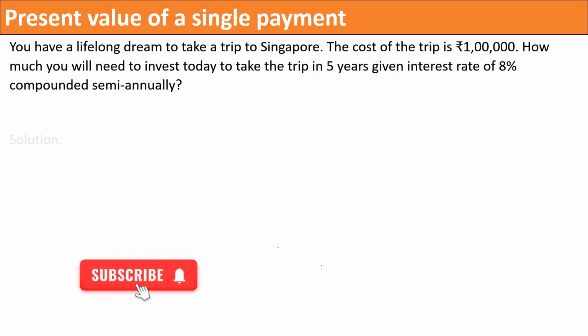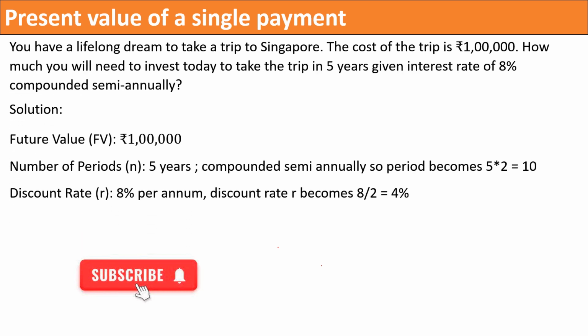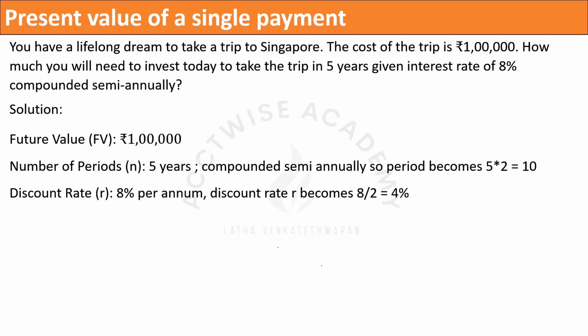Let us now solve the same problem using the present value table. If you have been given a present value table, how to solve the problem? It is easy, we only have to substitute the value from the present value table. We know that the future value is 1 lakh and the number of periods is 5 years compounded semi-annually, so the period becomes 10. Discount rate is 8% per annum. For 6 months it will be 4%.